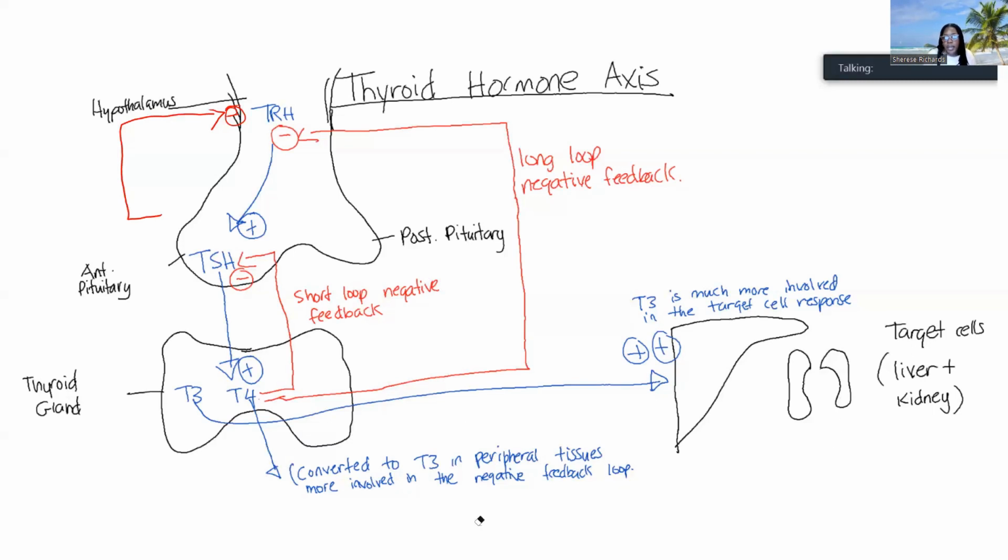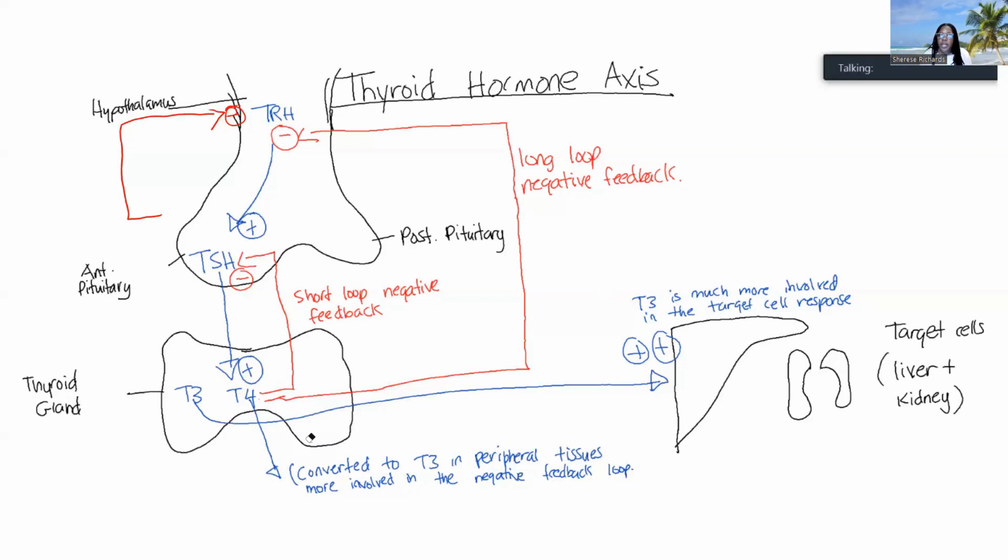Now, T4 can be converted to T3 in the peripheral tissues. So let's say we need more T3. Let's say for some reason you're exercising or you're undergoing a period of fasting, and so you need to tap into more energy stores. You can convert some of that T4 to T3 peripherally, and that can have much more of that active involvement in generating energy.